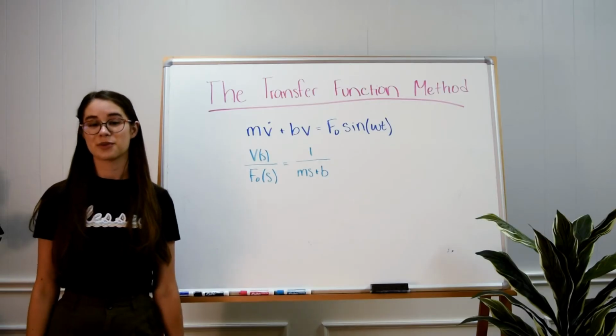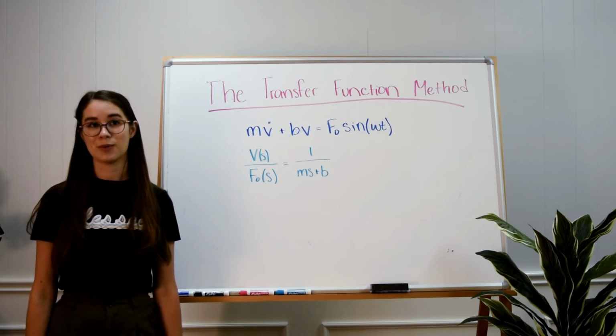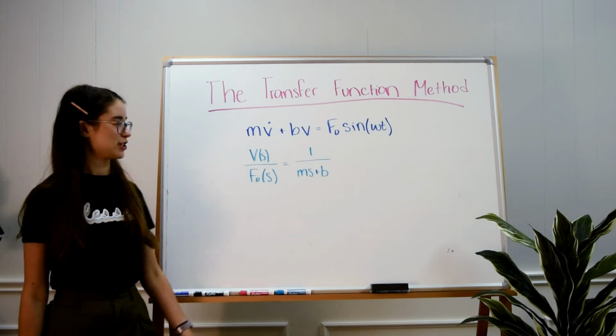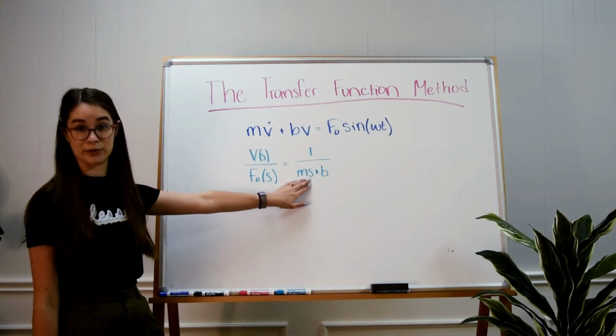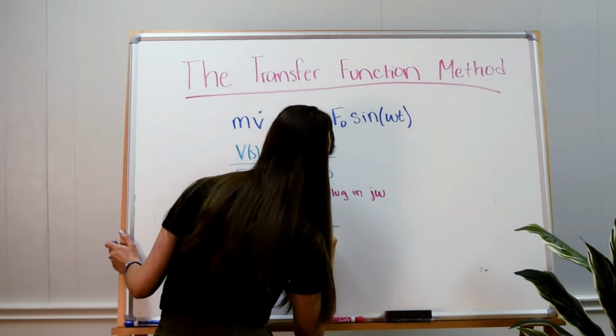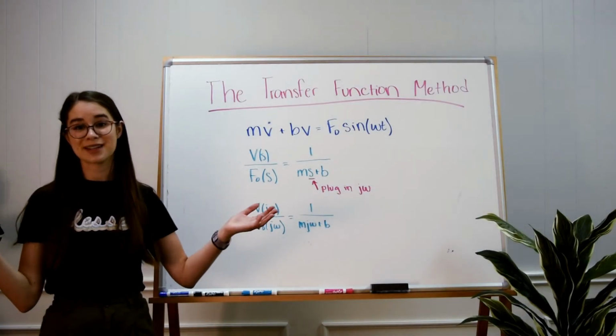For step 3, we're going to evaluate our transfer function at j omega. Why? Magic. To do this, we're just going to plug in a j omega everywhere we have an s. Now, the beauty here is that we're basically done.